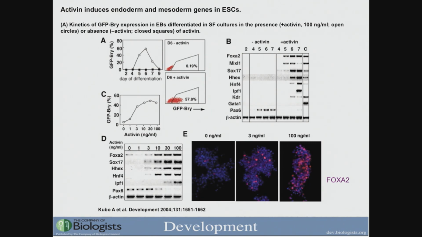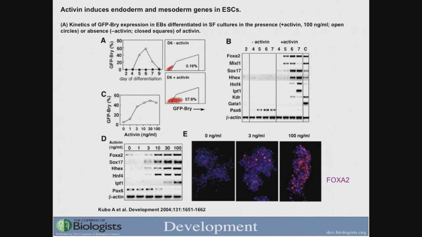And now if I'll have you look at A, what they found is that basically they take their mouse ES cells, they remove them from their stem cell media, they allow them to aggregate in suspension to form embryoid bodies, and they either added activin or did not add activin. And then they just monitored for the emergence of GFP positive cells over time.